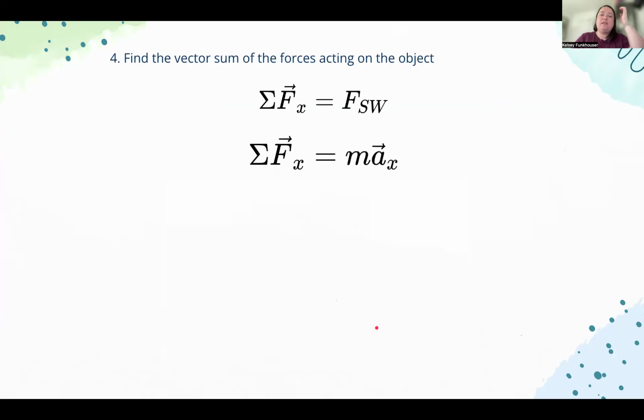Then we find the vector sum of the forces acting on the object. In our case here, it's just the force on the sled by the worker. And from Newton's second law, we know that the sum of forces is equal to the mass times the acceleration. That's what we just learned a few slides ago. So we can set these 2 equations equal to each other, and we find that the force on the sled by the worker is equal to the mass of the sled times its acceleration.